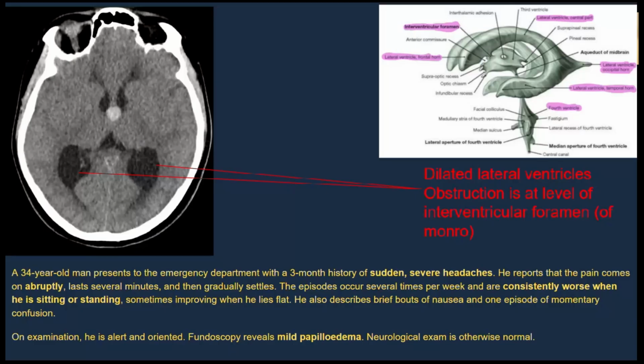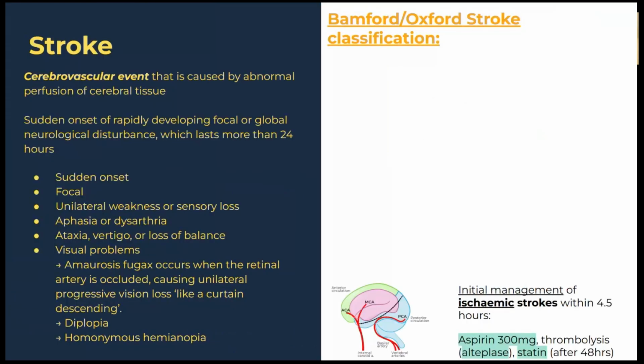So it's reported as a colloid cyst. That's what's causing the obstruction and the dilated lateral ventricles. That's leading to an intermittent obstructive hydrocephalus, and that's what's causing his symptoms of intermittent headache, and improving when he's lying flat. Yeah, we can move on.